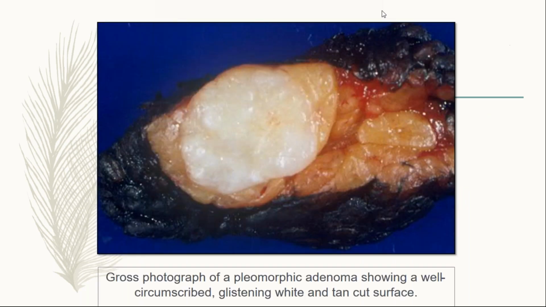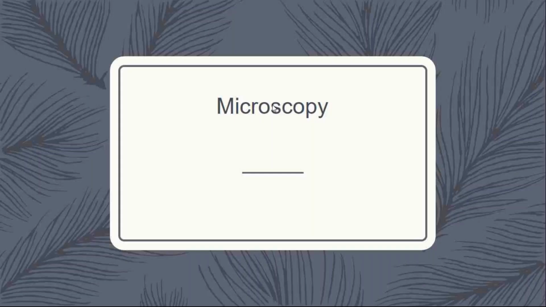So this is a gross picture of the pleomorphic adenoma. So this is the tumor component. Generally they are well circumscribed tumors and they have a capsule, but sometimes the capsule is not fully developed, especially in the palate region. And the cut surface is gray white in nature, and sometimes it is myxoid or sometimes blue in color, depending upon the mesenchymal tissue that is present. Okay, so coming to the microscopy.